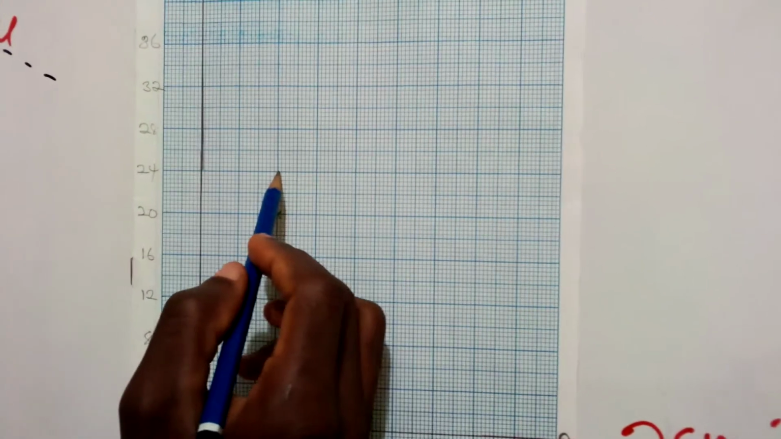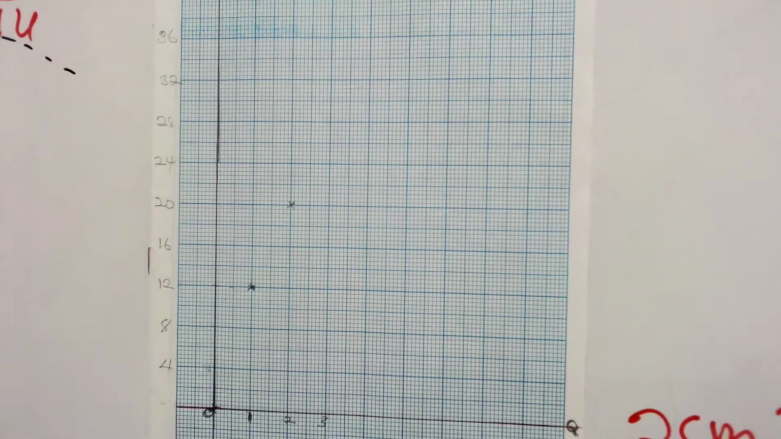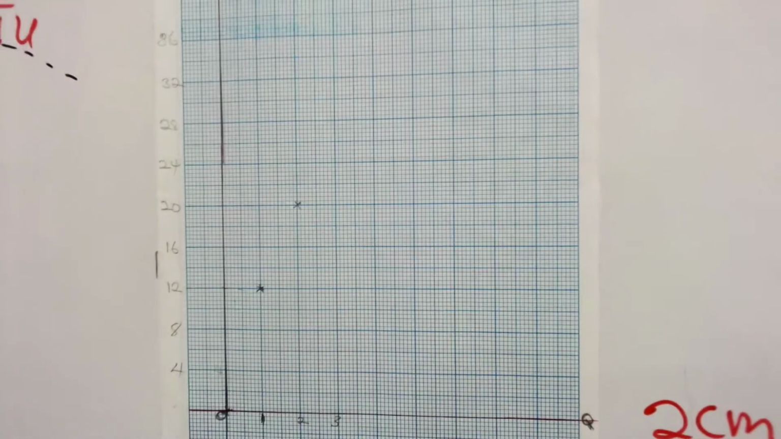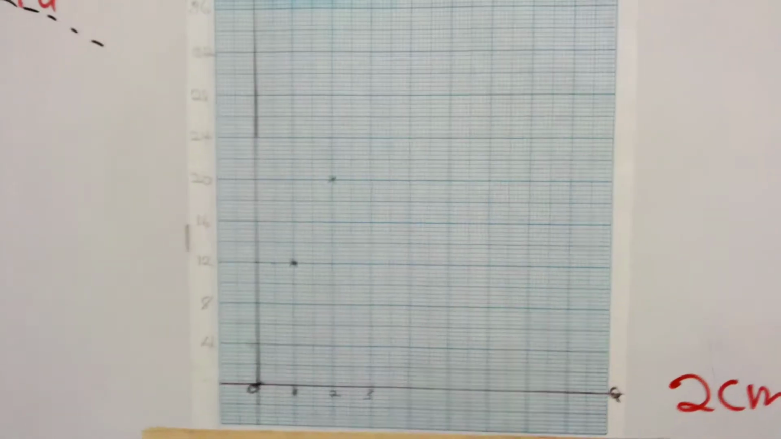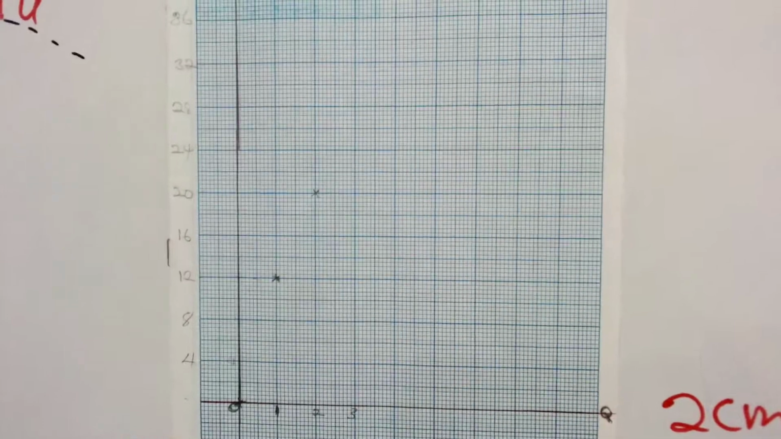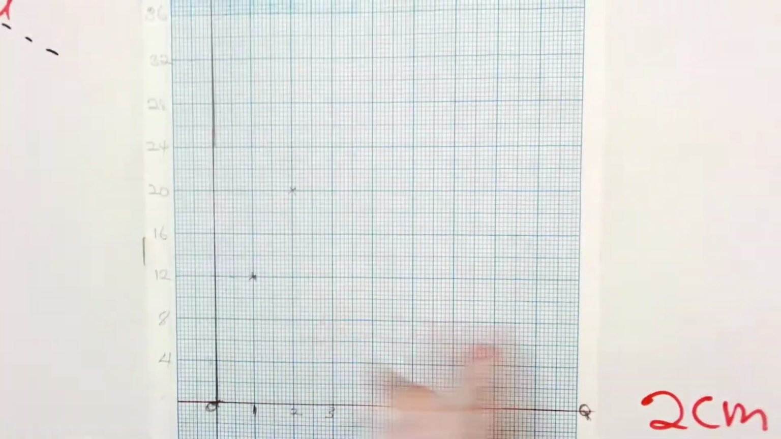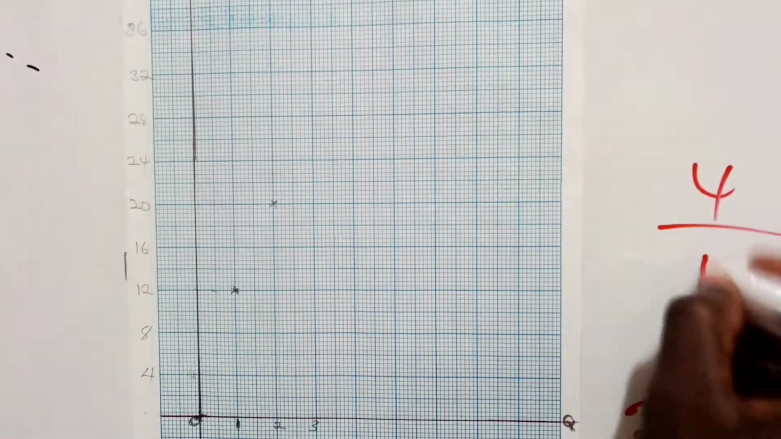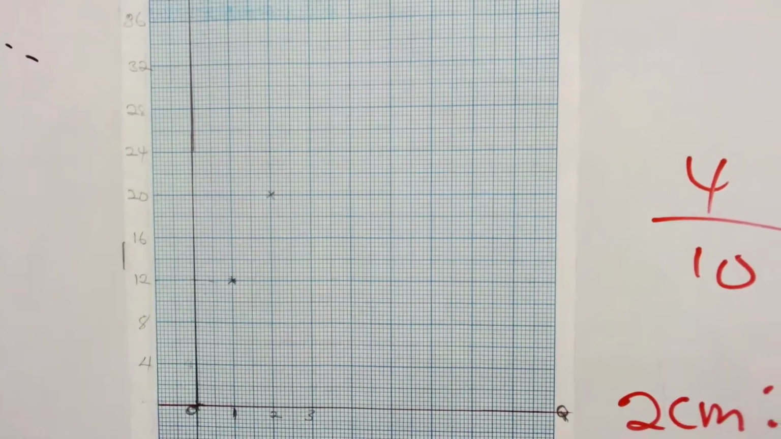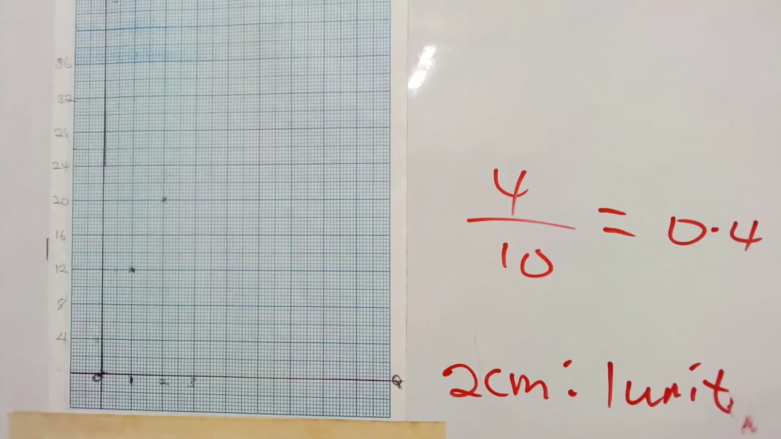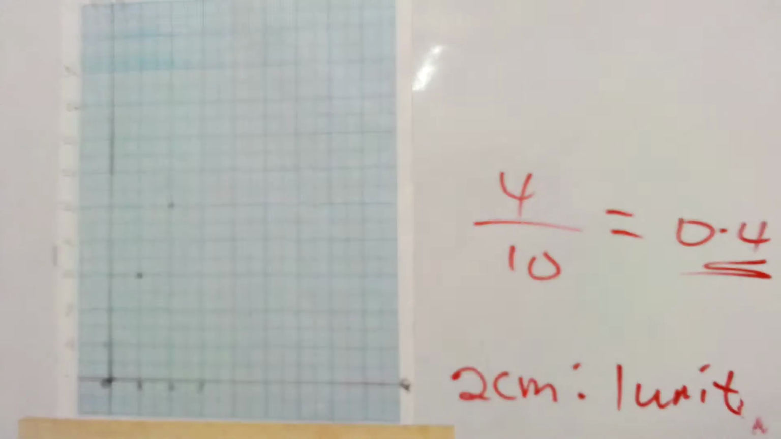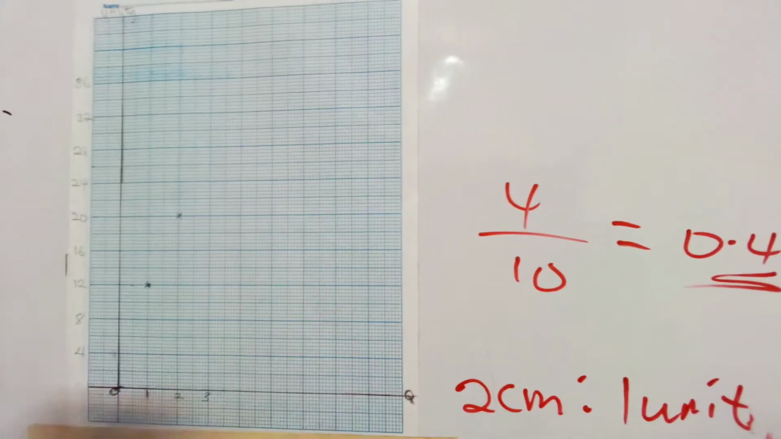We need 26. Now we need to do some calculation here. We have to divide the 10 boxes by 4. So 4 divided by what? 10, and that gives us what? Okay, so that is the value of each box here.